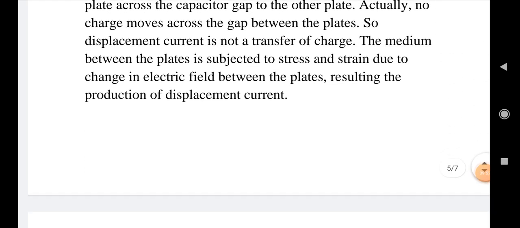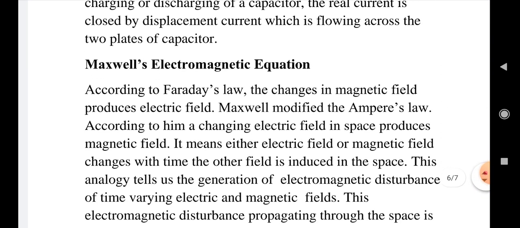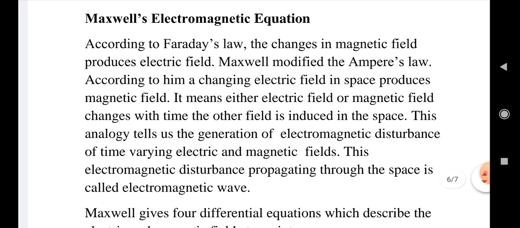Okay, the next point discussed here is Maxwell's electromagnetic equations. In your syllabus, four Maxwell equations are studied: first equation, second equation, third equation and fourth equation. The first equation is based on Gauss's law of electrostatics. The second equation is based on Gauss's law of magnetostatics.